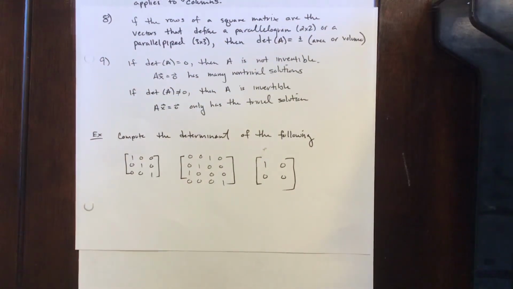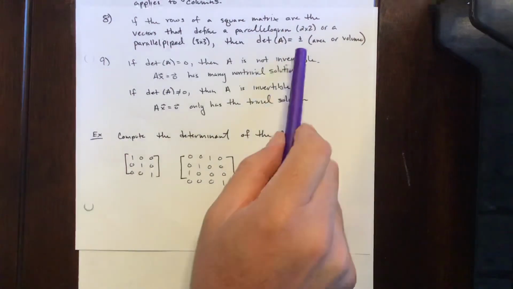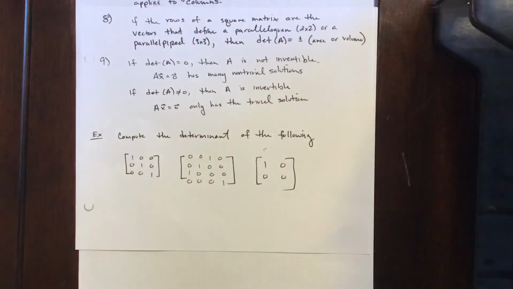If the rows of a square matrix are the vectors of a parallelogram in a 2x2 case or a parallelepiped in a 3x3 case, then the determinant of A is representing the area of the parallelogram or the volume of the parallelepiped with a plus or a minus. So you take the absolute value, you get the determinant of that.